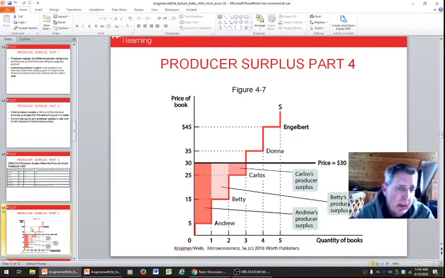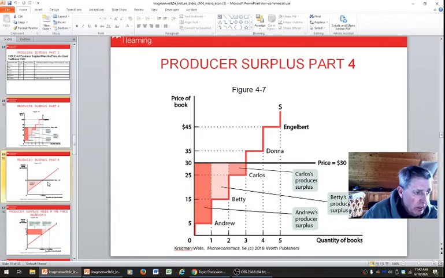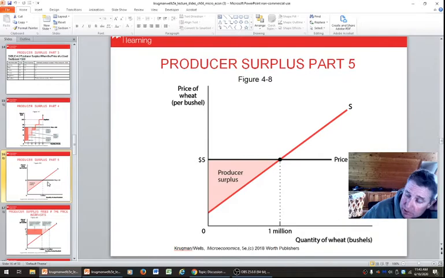Here it is graphically, again, price of the book. We've got this producer surplus, and see how it increases. You went from 25 to 30. You can see how it increases. And here's what it looks like in aggregate. The aggregate producer surplus is right in here at $5, the price of a bushel of wheat.